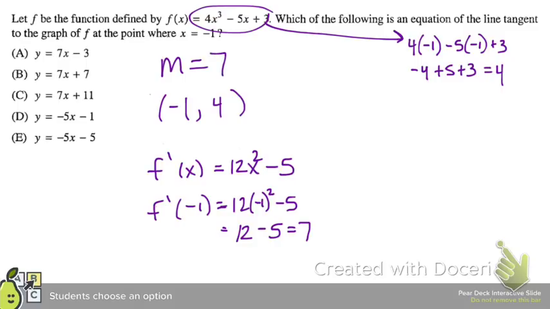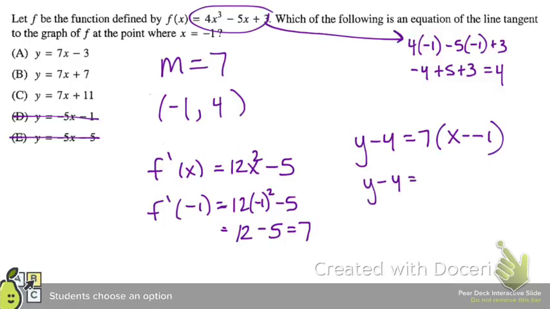Now, automatically I can start eliminating some of my answer choices based on that. I know it's not going to be D, because that one has a slope of -5, and I know it's not going to be E, because that one also has a slope of -5. So from here, I would plug it into point slope form, which would be y minus y1 equals m times x minus x1. So that would be y minus 4 equals 7 times x plus 1.